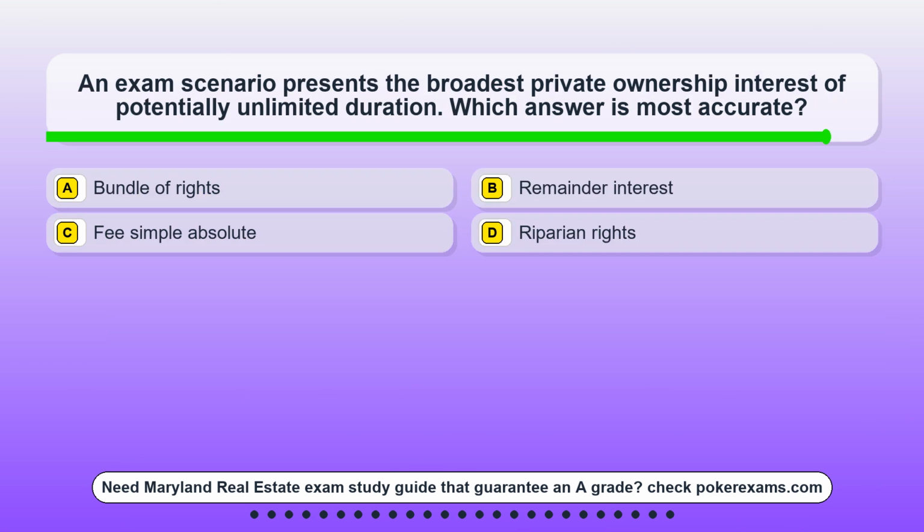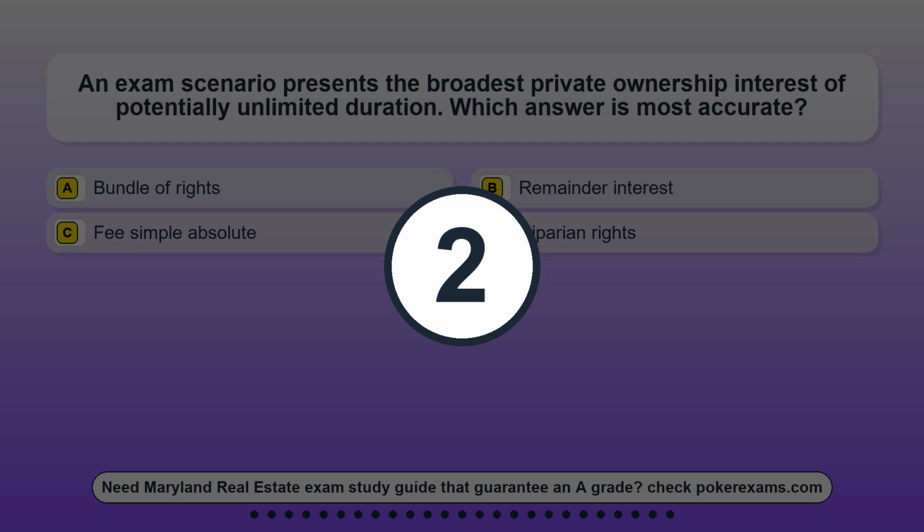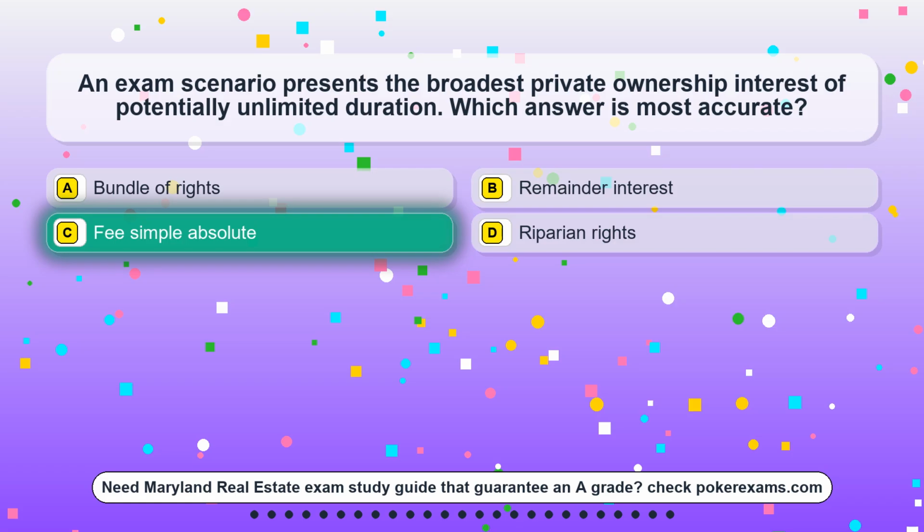Question 13. An exam scenario presents the broadest private ownership interest of potentially unlimited duration. Which answer is most accurate? Option A, bundle of rights. Option B, remainder interest. Option C, fee simple absolute. Option D, riparian rights. The correct answer is option C, fee simple absolute.